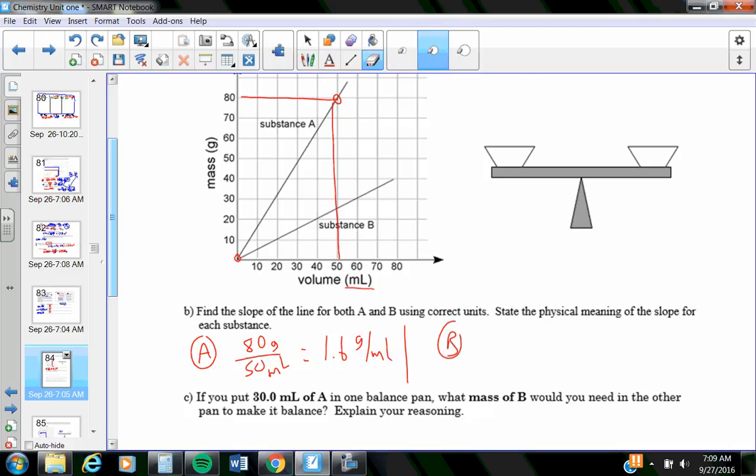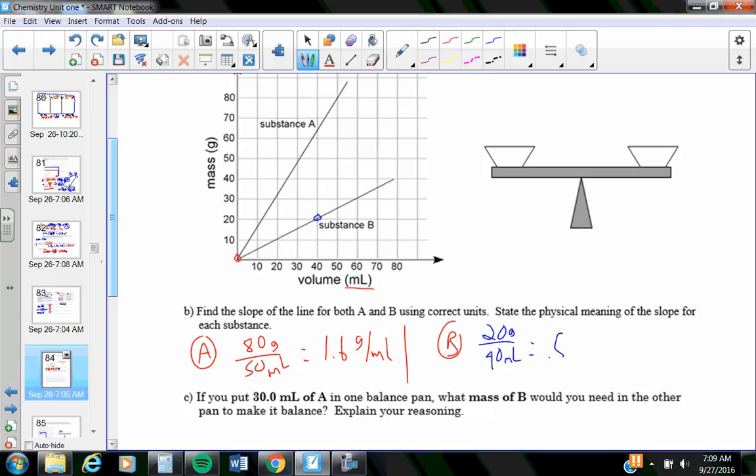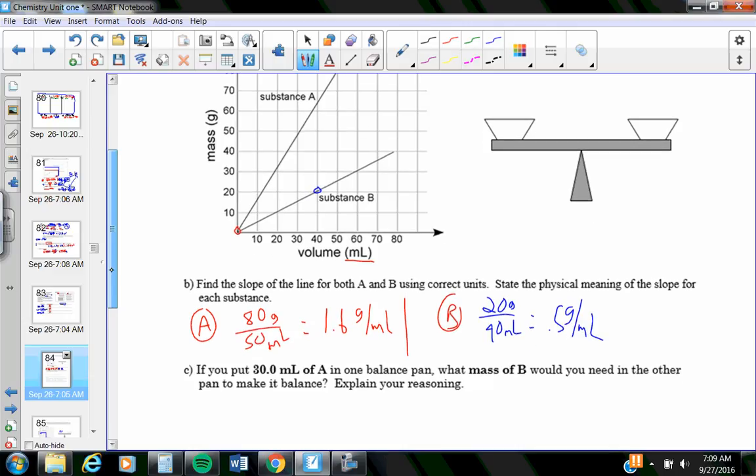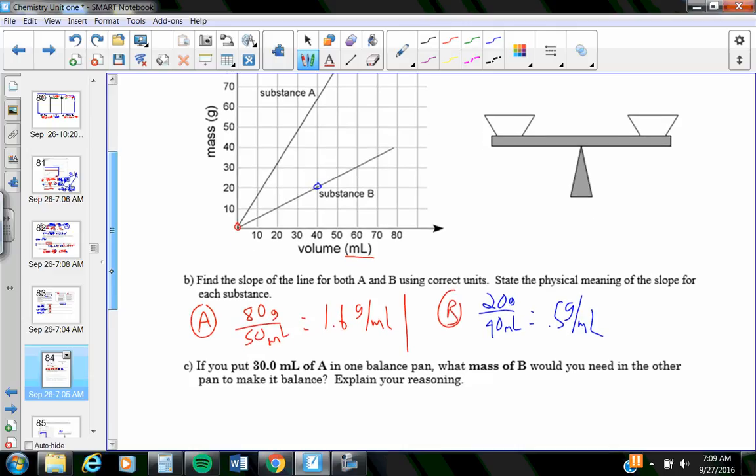With B, find a convenient one. The most convenient one, let me look. I would probably go with this one, at least on this board. It either looks like 20 or 21 over 40. I'm going to say that that's 20 over 40. I'm okay with that. 20 grams over 40 milliliters equals 0.5 grams per milliliter. Those are slopes, but they are also densities.